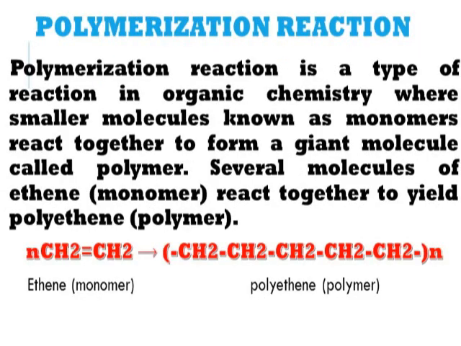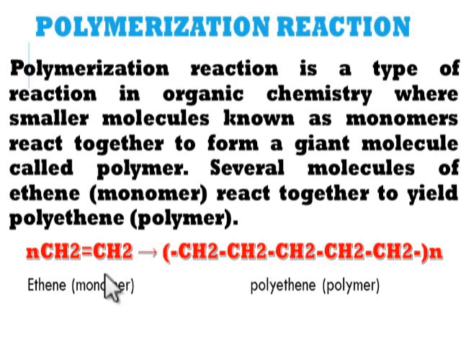The last reaction we're going to consider of ethene is a reaction called polymerization reaction. Polymerization reaction is a type of reaction in organic chemistry where smaller molecules known as monomers react together to form a giant molecule called polymer. Several molecules of ethene monomer react together to form a polymer called polyethene.